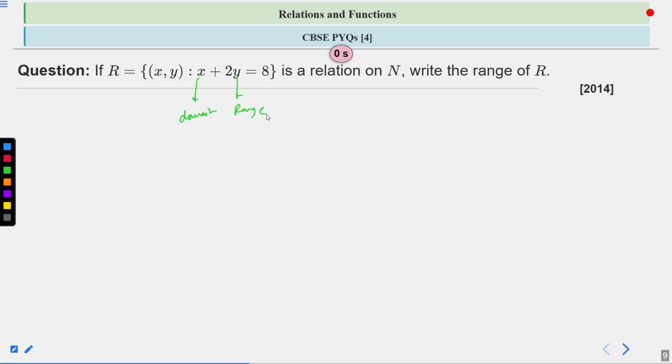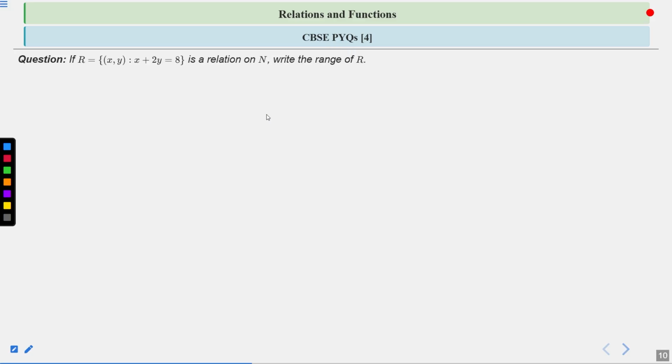Okay, let us move to the solution part. The question was, if R relation is basically (x, y) such that x plus 2y is equal to 8, a relation on N, we basically have to find the range of R, right? So let's move to the solution. It is given that relation R is defined as (x, y) such that x plus 2y is equal to 8, where x, y belong to natural numbers, right?